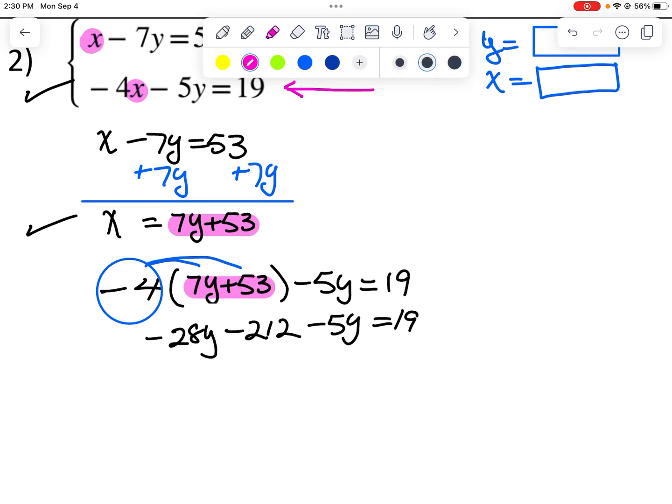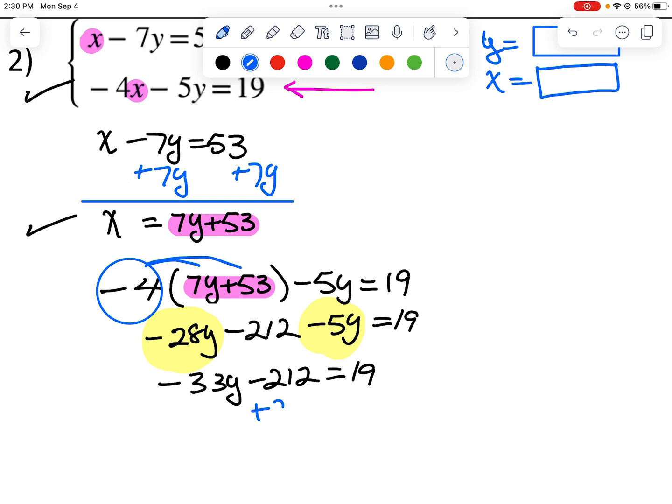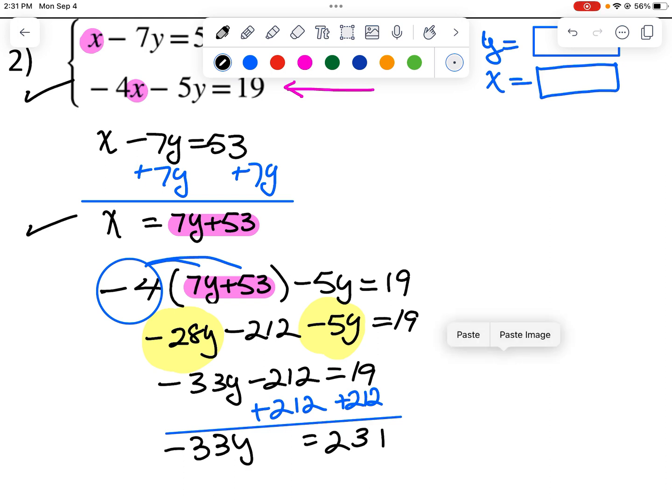Now we're going to combine like terms. We do have like terms: negative 28y and negative 5y. So we're going to combine those. Negative 28 and negative 5 is negative 33y minus 212 equals 19. Now to solve, we're going to isolate negative 33y by adding 212 to both sides of the equation, giving us negative 33y is equal to 231.